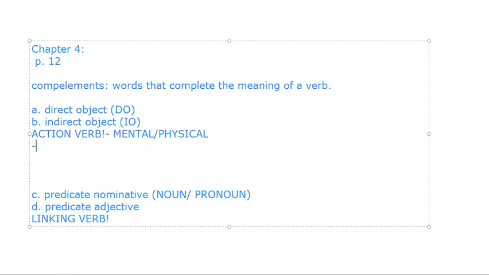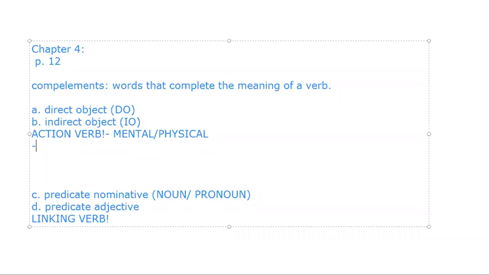My DO and IO cannot be found in a prepositional phrase. If you don't remember prepositional phrases, they are words that tell you the position, like on, under, of, about. All these are prepositional phrases that we should always avoid, because we cannot find our direct object in those types of phrases. So try to avoid them.